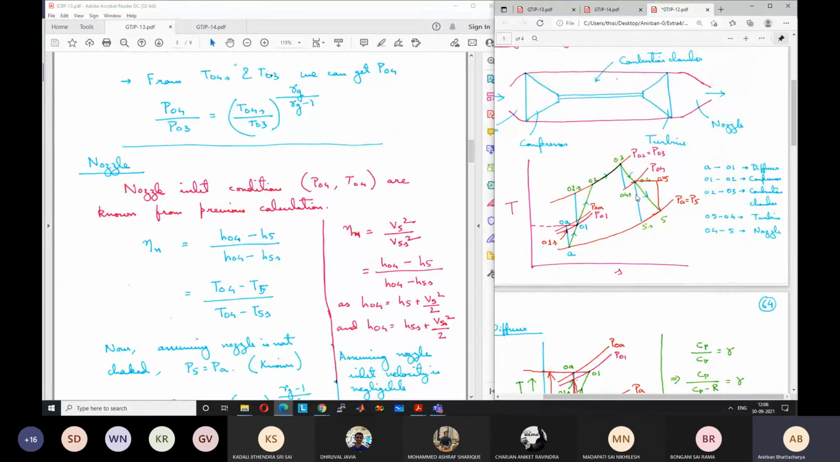So the total enthalpy remains the same. Remember that there is no change in total enthalpy because there is no work input or heat loss from the nozzle. So H05 is equal to H04. What is total enthalpy? It is the summation of static enthalpy plus kinetic energy.